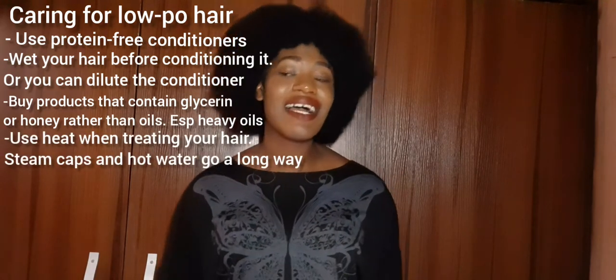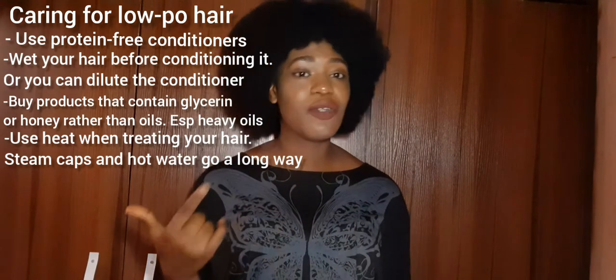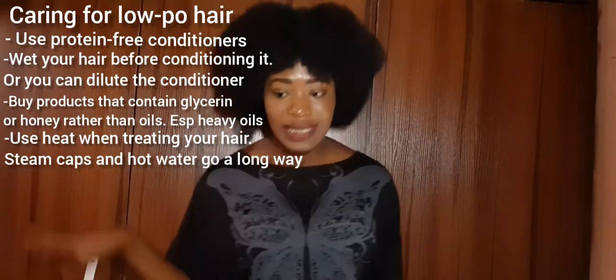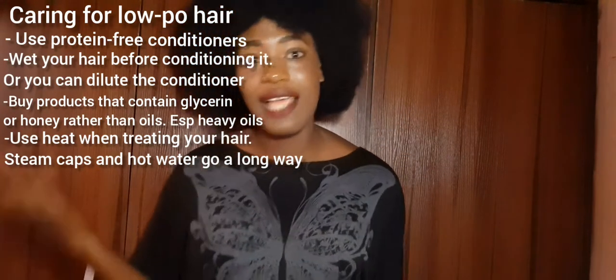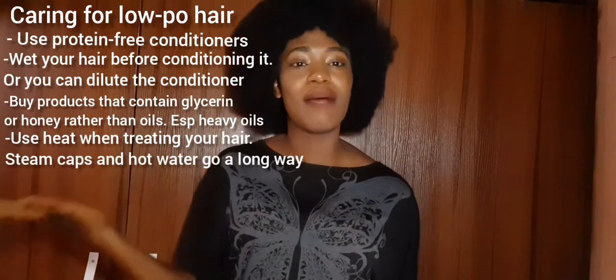You can either heat up the treatment you want to use for your hair, or you can heat up your hair after applying the treatment. For example, what I usually do is that after applying my deep conditioner, I use my steam cap just to lift my cuticles and help my hair to absorb the products more than normal when I don't use the steam cap.